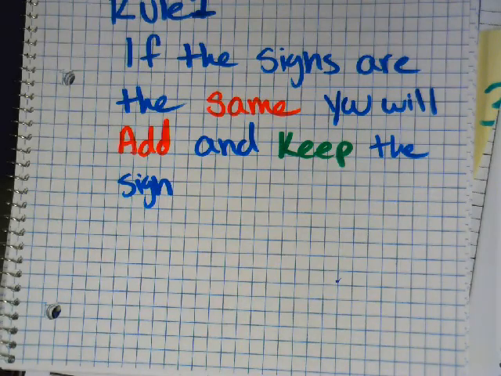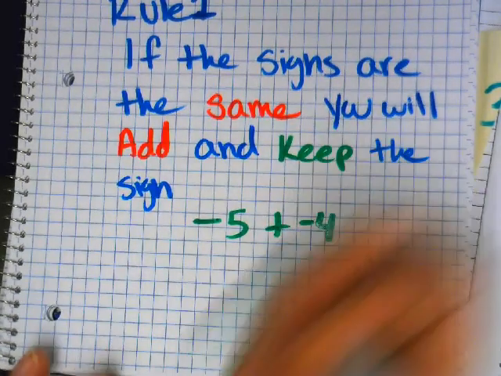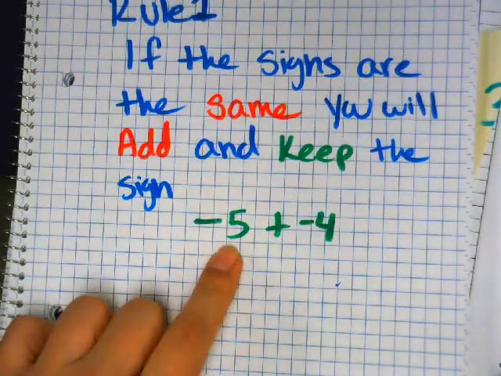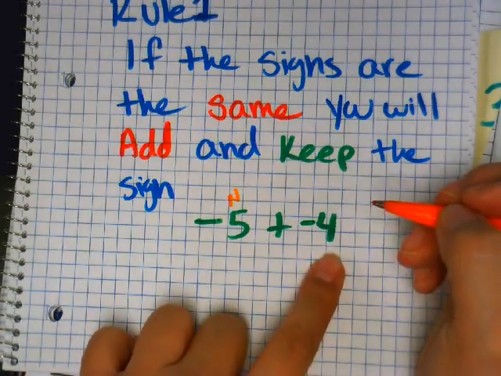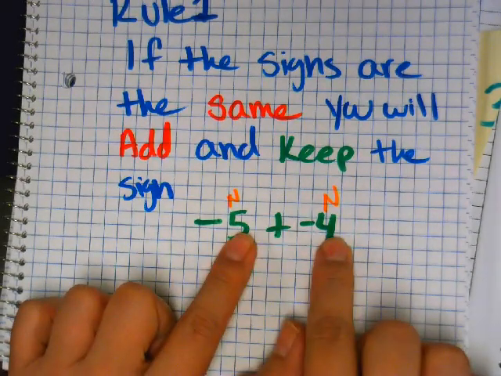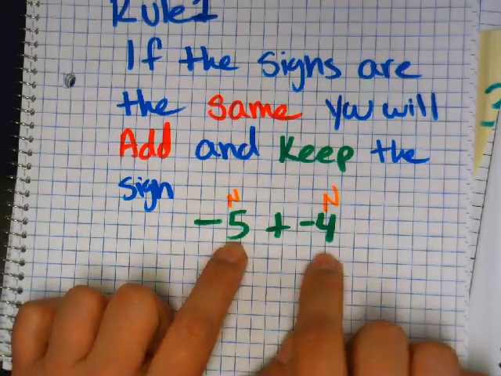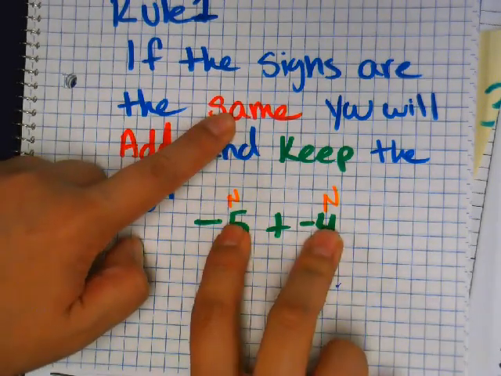All right. So, what do I mean if they're the same? Let's say I have negative 5 plus negative 4. What kind of number is the first number? It's a negative number. What kind of number is the second number? It's also a negative number here. So we have 2 numbers that are negative. So you see how they're both negatives? Yes. So if they're the same, they're both negative, so that means that they're the same.